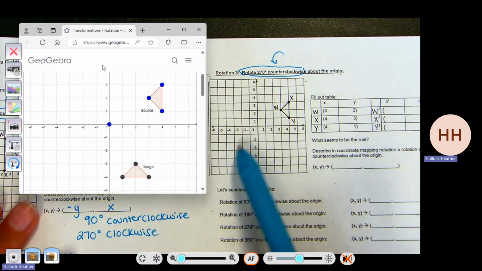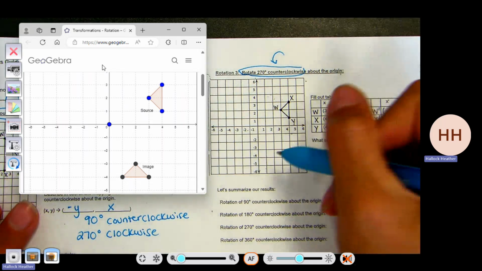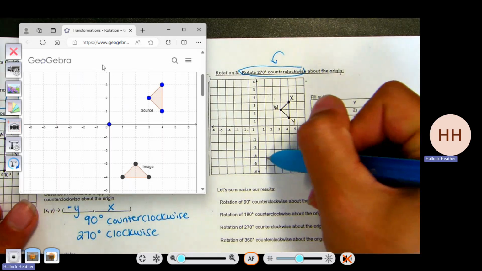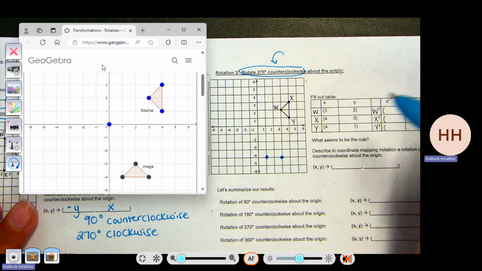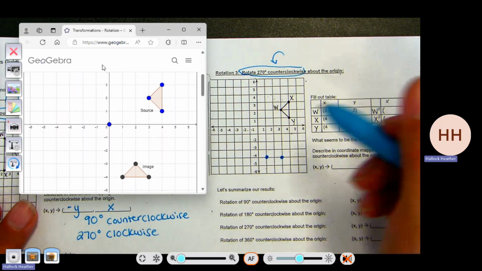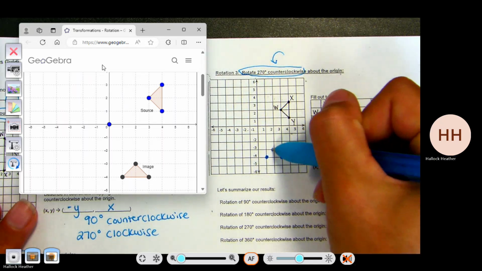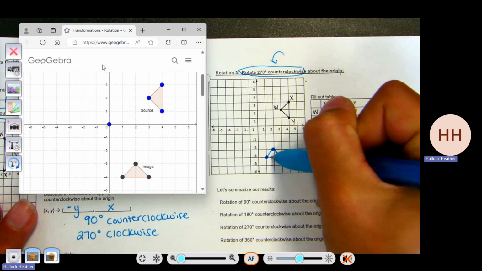So it moved once, twice, third. So you have a point at 1, -4. You have a point at 3, -4. And you have a point at 2, -3. So we don't know which points are which points.